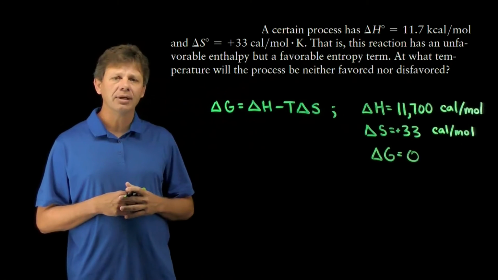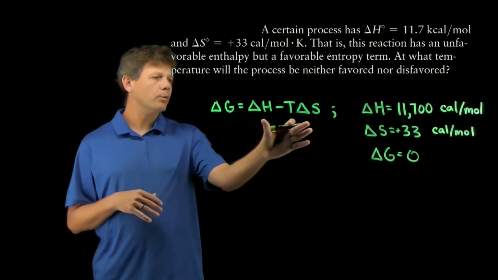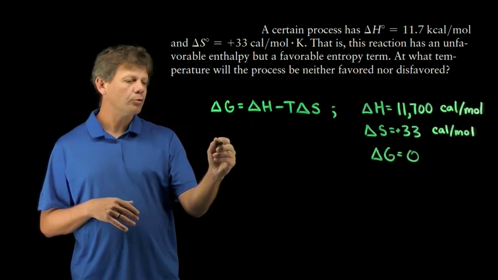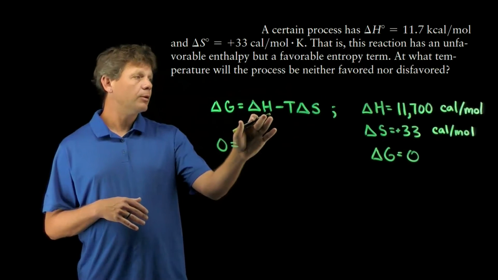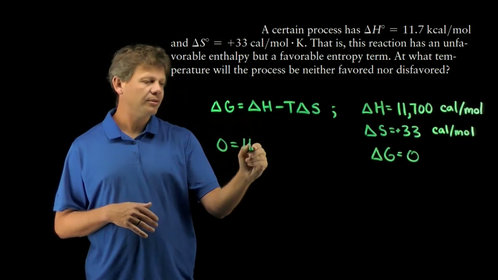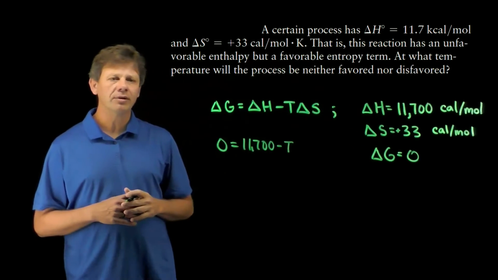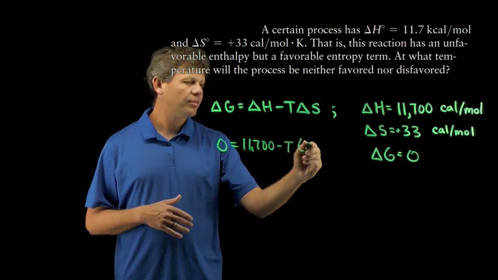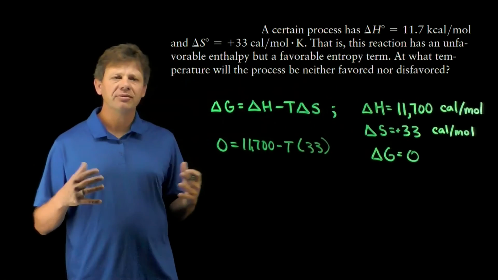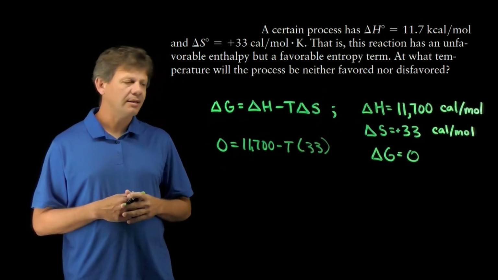And so if we want to calculate that temperature, we can rearrange our equation as follows, where we say that 0 equals delta H, 11,700, minus temperature, what we're solving for, times 33. And now by solving for T, we'll find that temperature.